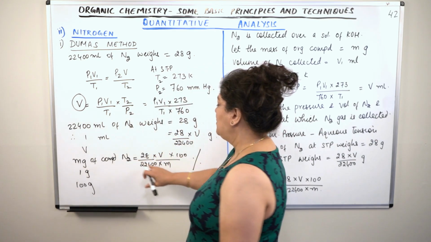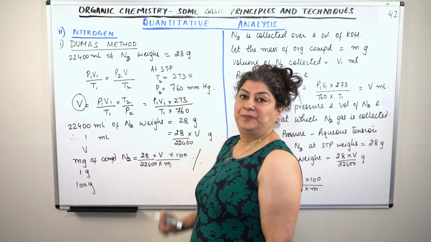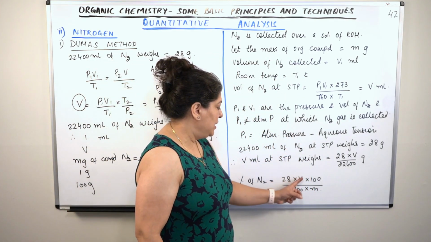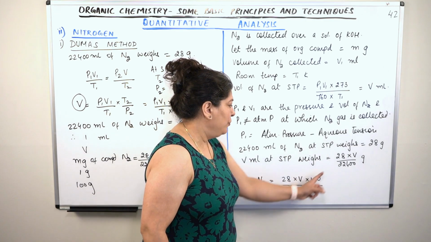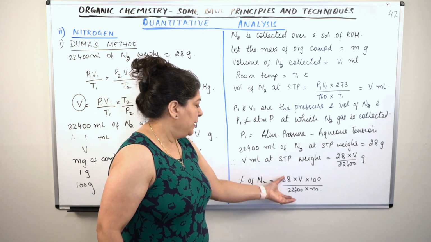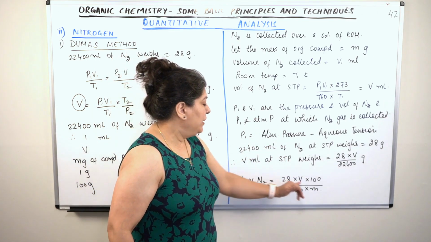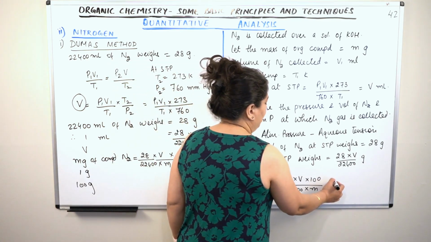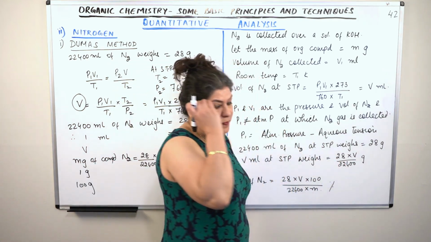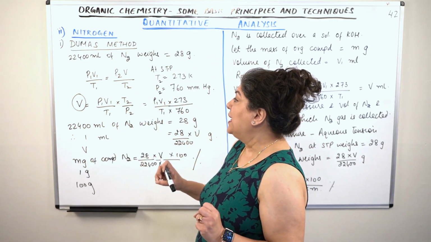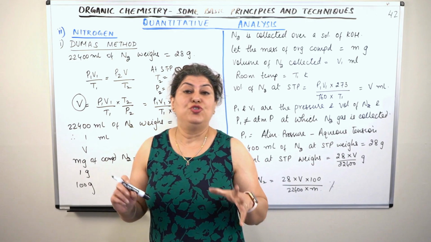This will give you the mass percentage of nitrogen. Right, that is what you see here. Percentage of nitrogen is 28 into V upon 22400, where V is the volume, and m is the mass of the compound in grams. So in 1 gram it will be divided by m, and in 100 grams it will be into 100, which will give you the mass percentage. Right? So this is how you would calculate the mass percentage of nitrogen by Dumas method.